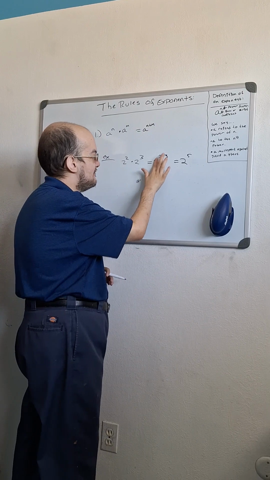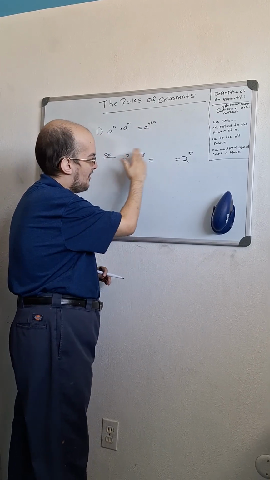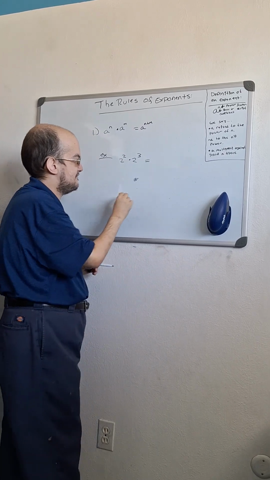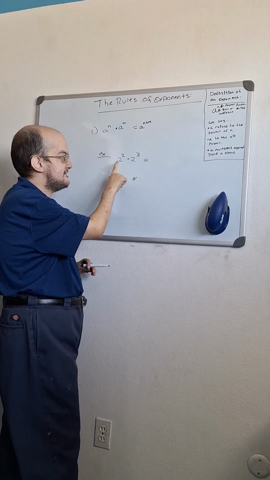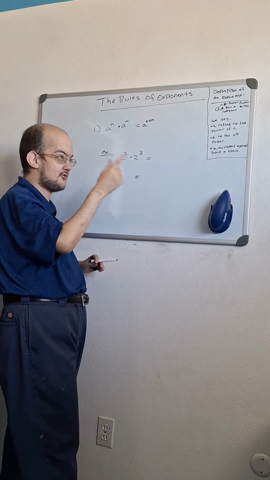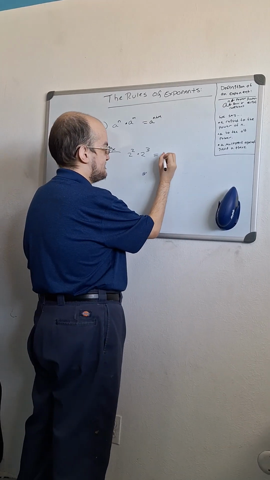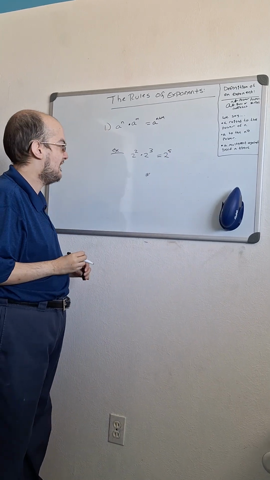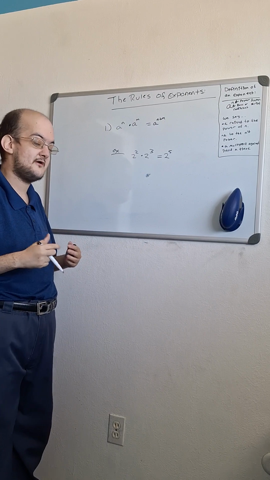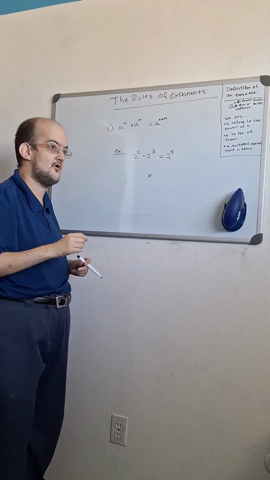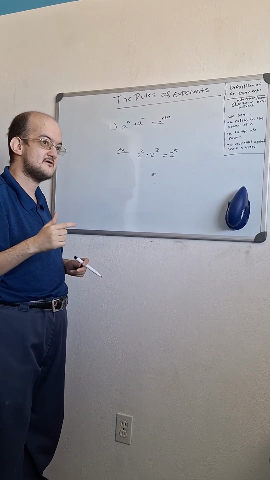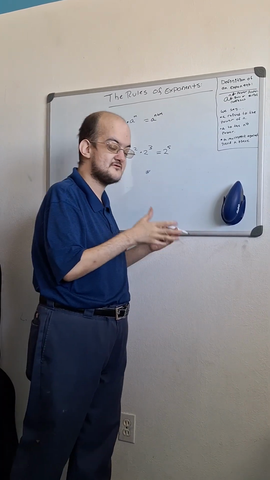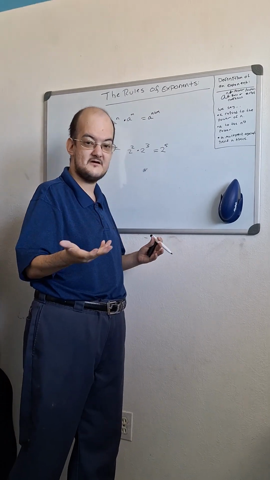So without doing everything I just did, if it tells you to rewrite 2 squared times 2 cubed, you can say, oh, well, that is the same thing as 2 raised to the power of 5. In fact, I want you to get to that point where you might see something like that and say, oh, well, that is going to be rule number 1 of exponents, which says that if the bases are the same, you add the powers.